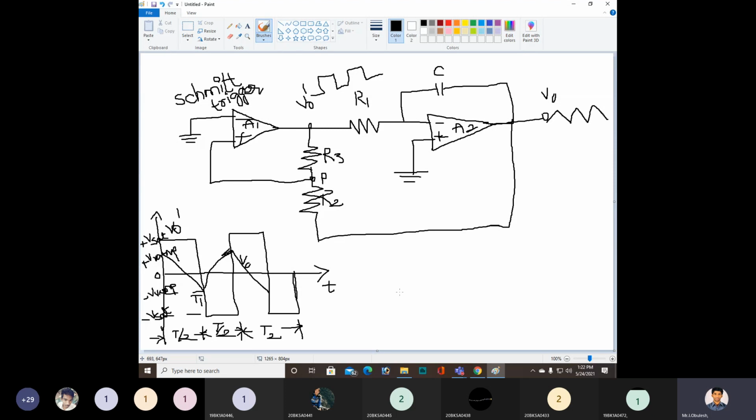Up to now clear? Now we need to discuss the operation. So up to this diagram, I think you don't have any doubt. Is it clear? Yes or no?